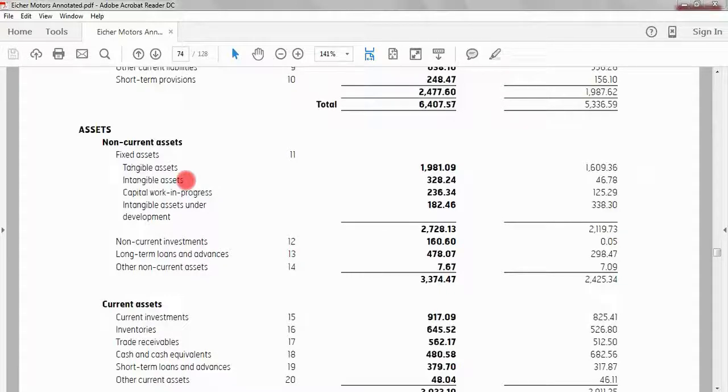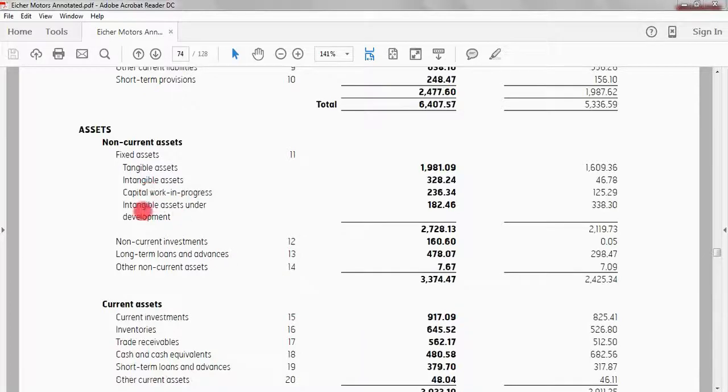Intangible is anything that cannot be seen physically. So software, patents, licenses, anything like that is clubbed under intangible assets, right? Now we see terms like capital work in progress and intangible assets under development. Then non-current investments, long-term loans and advances, other non-current assets, and then short-term loans and advances and other current assets. The rest of them are kind of self-explanatory. We're going to focus on a few of them.